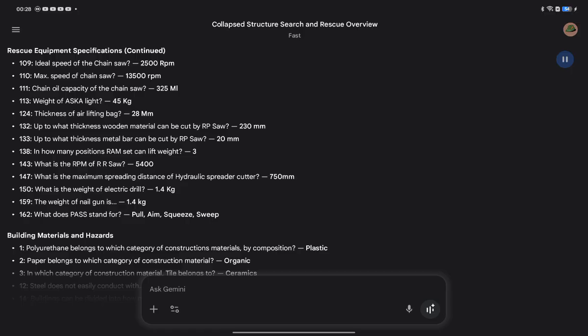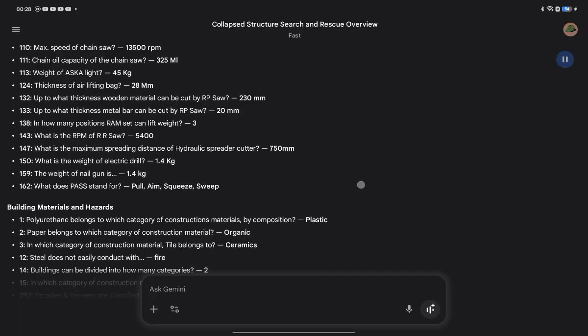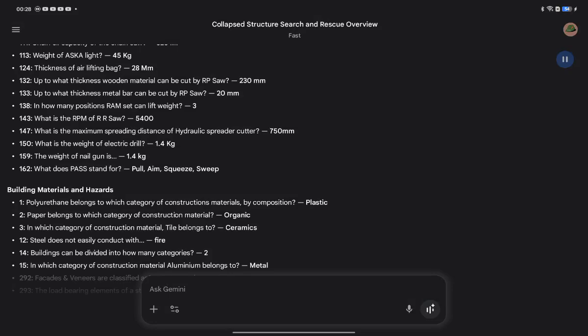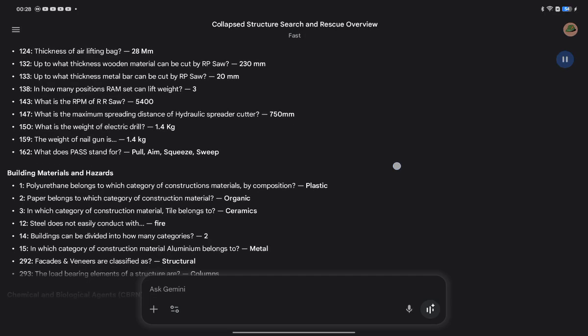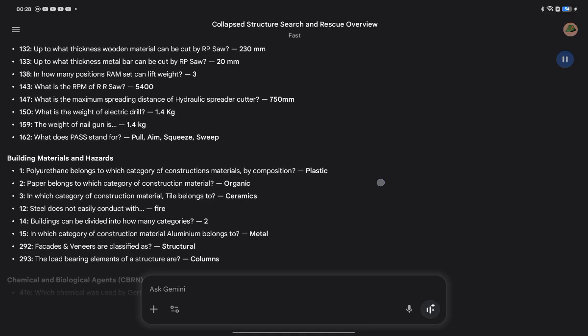111. Chain oil capacity of the chainsaw? 325 milliliters. 113. Weight of Aska light? 45 kilograms. 124. Thickness of airlifting bag? 28 millimeters. 132. Up to what thickness wooden material can be cut by RP saw? 230 millimeters. 133. Up to what thickness metal bar can be cut by RP saw? 20 millimeters.